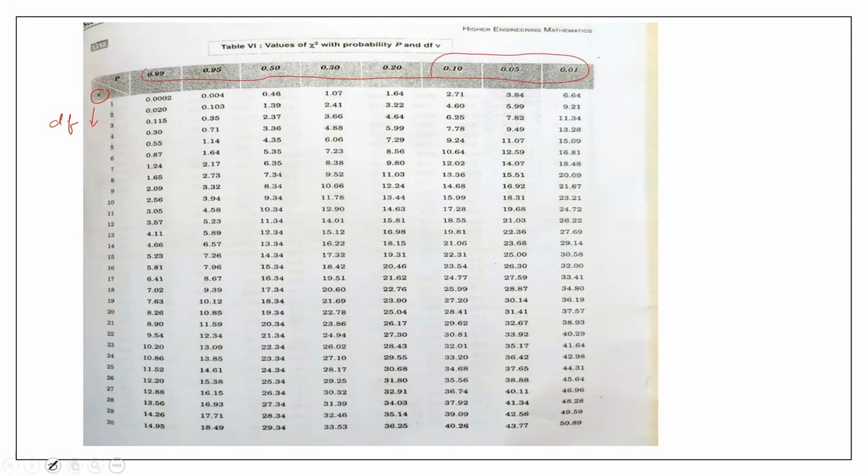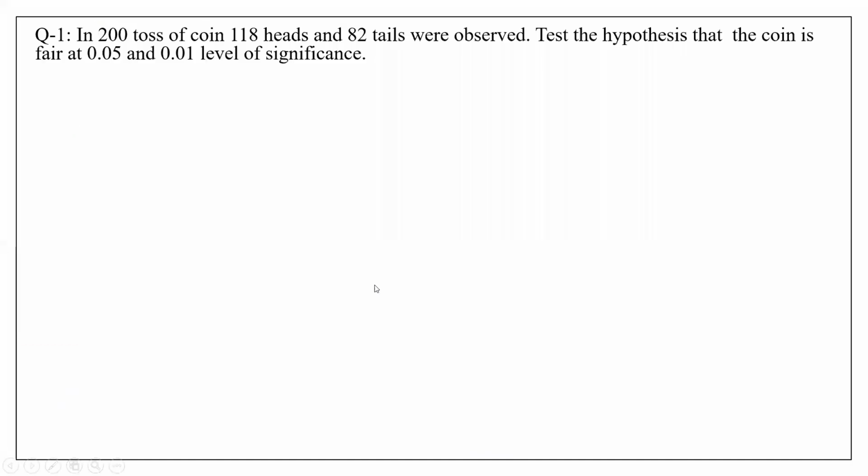All right. So let's move on to the problem, and we will see how this works. I directly jump to the problem, because when we work out the problem, only then will we see how this chi-square distribution works exactly. So let's see what they say. In 200 tosses of a coin, 118 heads and 82 tails were observed. Now test the hypothesis that the coin is fair at 5% and 1% level of significance.